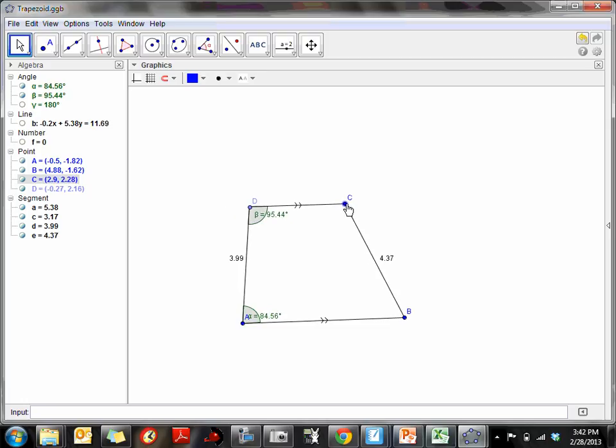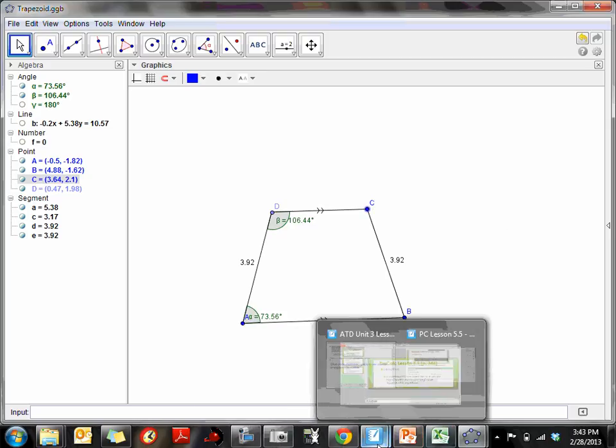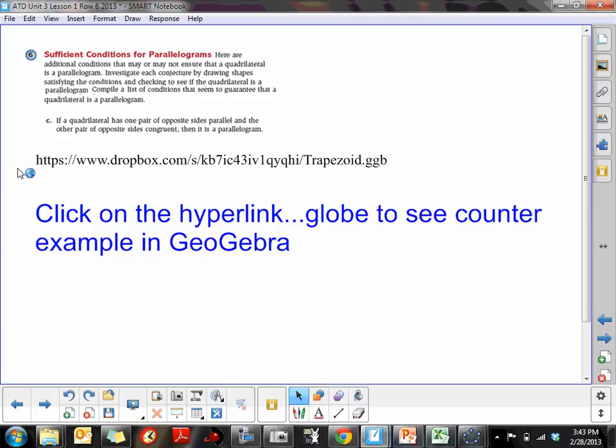We were given that those two numbers had to be the same, and if they were the same, then does it have to be a parallelogram? And I don't know if I'm going to be able to force them back to that nice correspondence that we had before, but I can work them closer and closer. There it is. 3.92, 3.92. Bottom line is what we were able to do in this problem is come up with a counterexample. So this is not a sufficient condition to prove that it's a parallelogram.